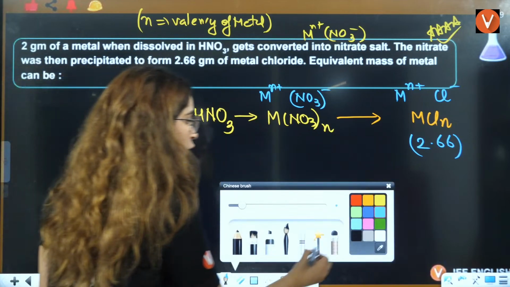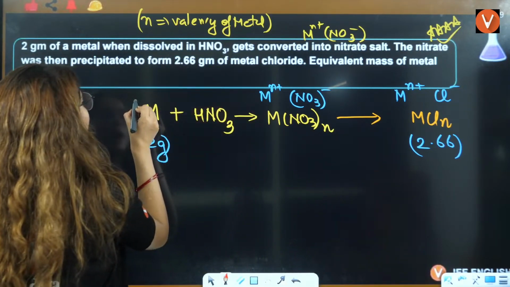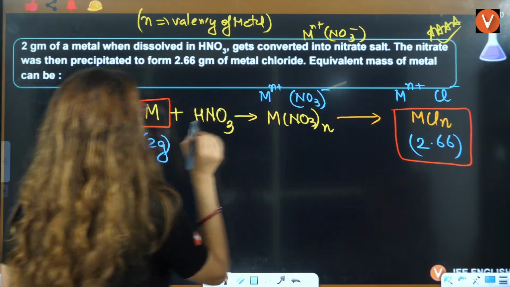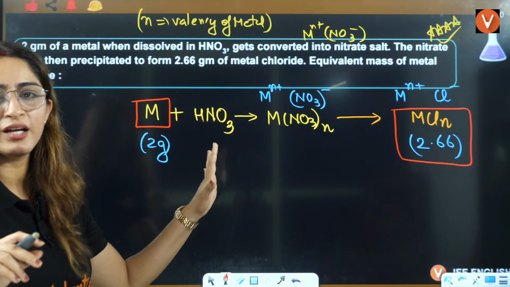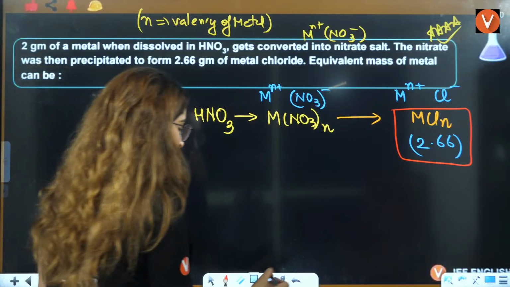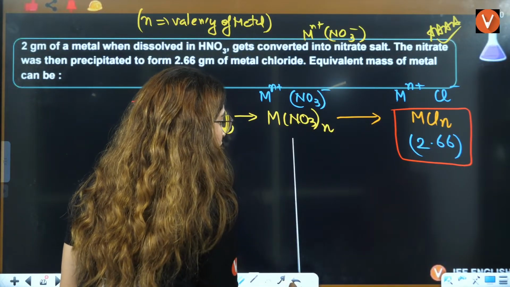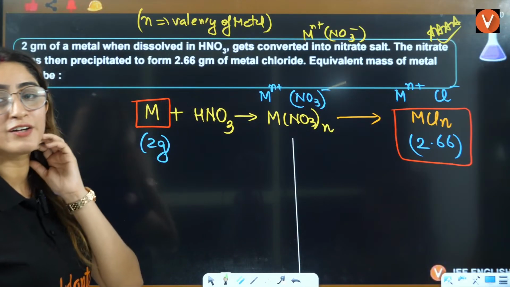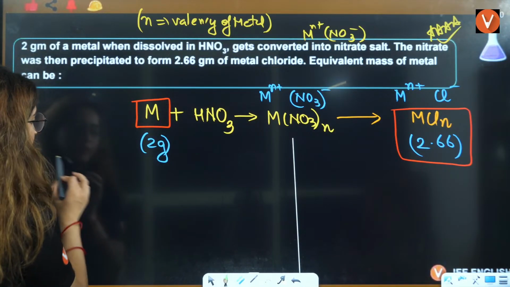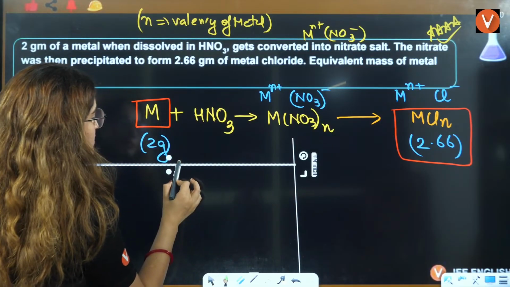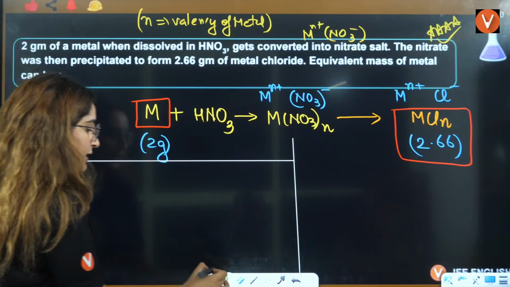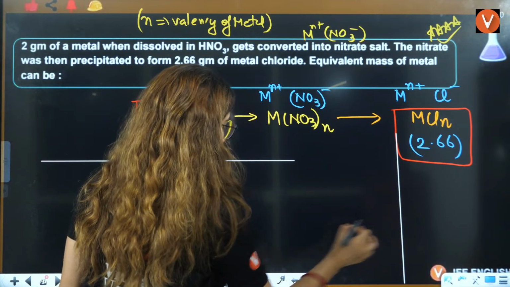Now they are asking you equivalent mass. So can I apply law of equivalence here? Because they have given me a relation between these two things. That means given things are this and this only. So I will try to apply the law of chemical equivalence here. See, law of chemical equivalence, how to apply that?